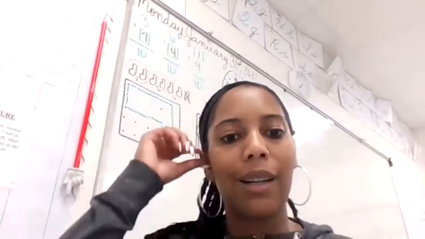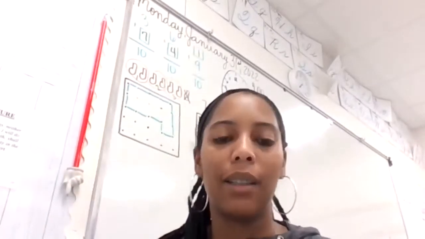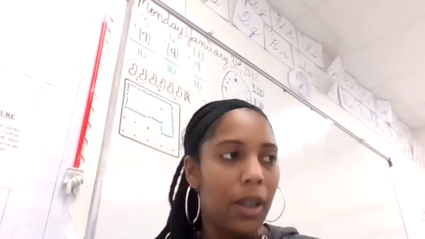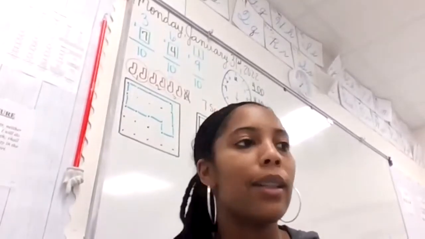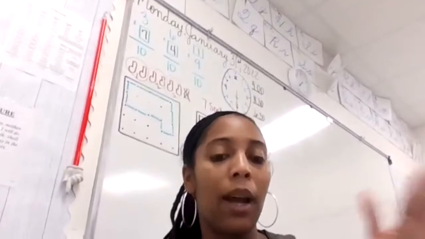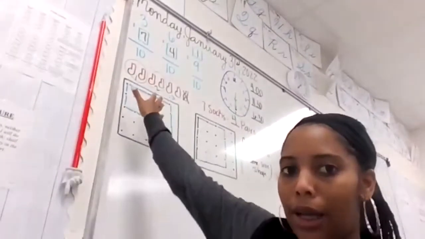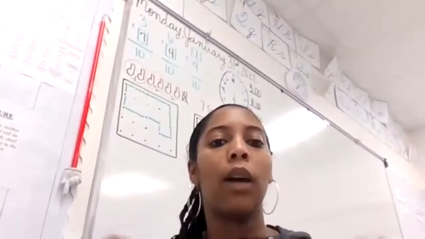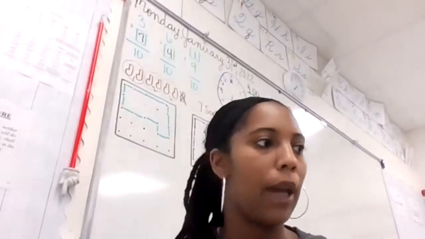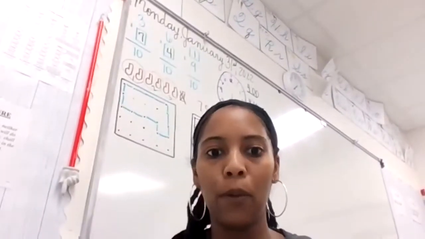Sorry, I thought I was unmuted. I did see everybody's good. So yeah, you'll start to see this in your book. It will have a shape drawn already, just like I did. And then you'll have to draw a shape that's congruent to it. Okay. So good job. All right. So that's it for math.